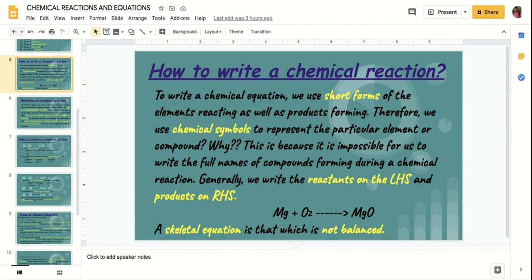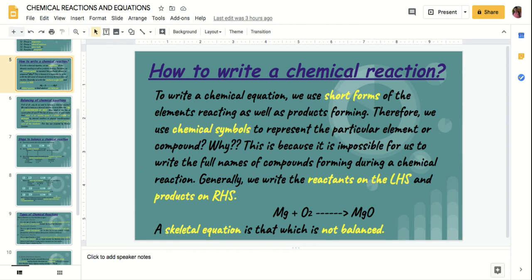To write a chemical equation, we use short forms of the elements reacting as well as products forming. Now, what are short forms? Short forms basically means the chemical symbols that we use. See, it's not possible for us to write the huge names of compounds and elements all the time, and in examinations we will not get so much time either. That is not a process to write a chemical reaction.